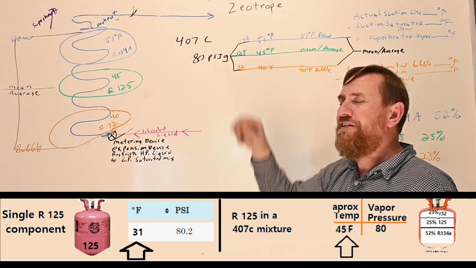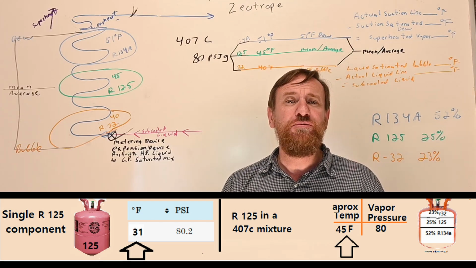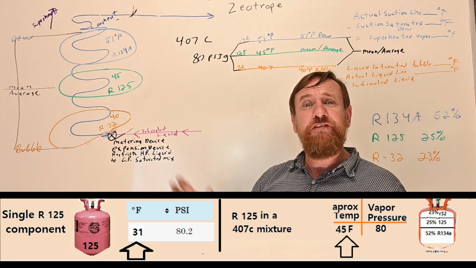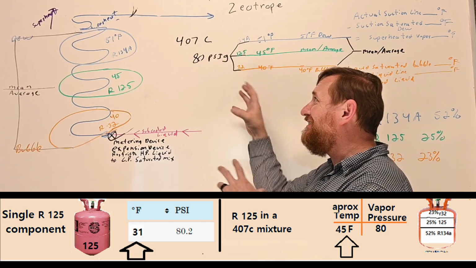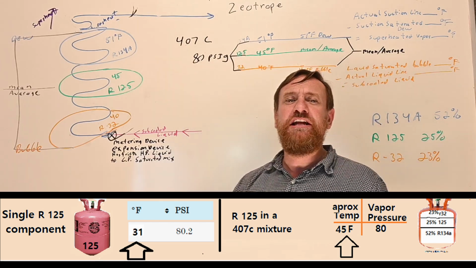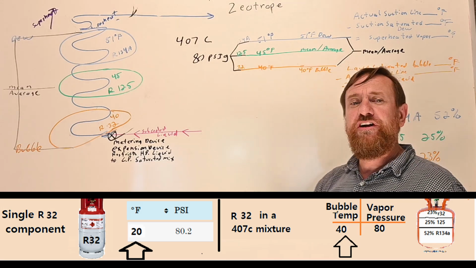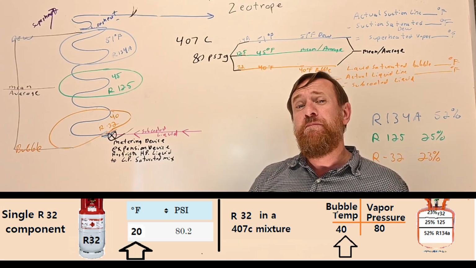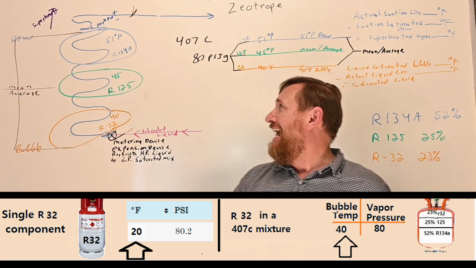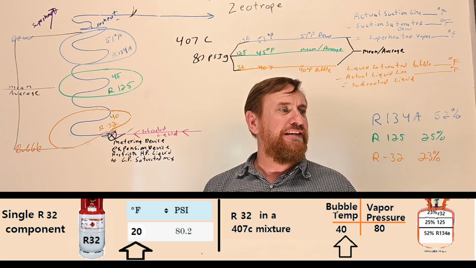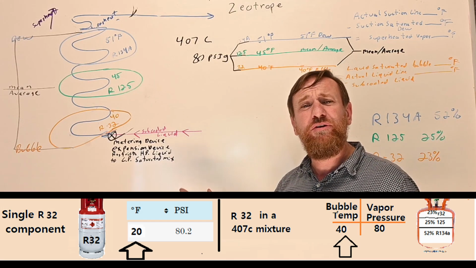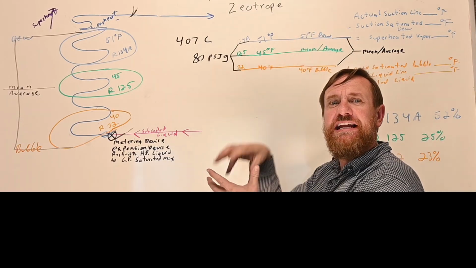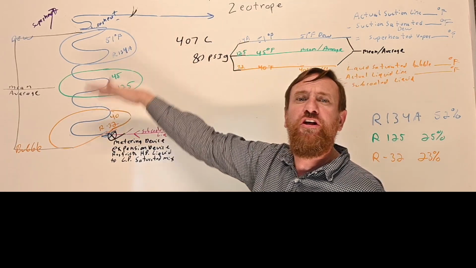Let's look at R125. By itself at 80 psi gauge would have a saturated temperature of 31 degrees Fahrenheit. Over here, it's boiling at 45, but if we had it by itself, it'd be at 31. But because it's in this mixture, we have an idea where that's boiling at. And let's look also at R32. Here in this mixture, in this percentage, it's boiling at 40 degrees Fahrenheit. But if I had R32 by itself at 80 psi gauge, it would be boiling at 20 degrees Fahrenheit. 20 degrees Fahrenheit. That's a huge difference in this. So you can see once we put these different refrigerants in a mixture, it changes the boiling point of all 3 refrigerants.